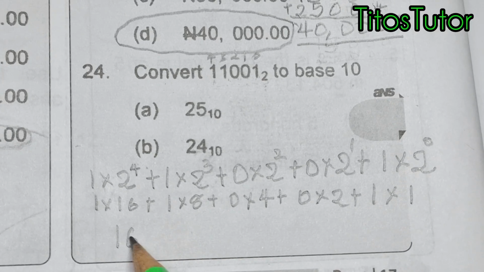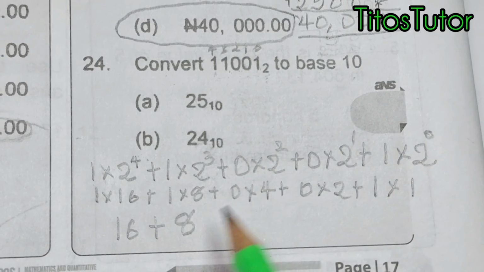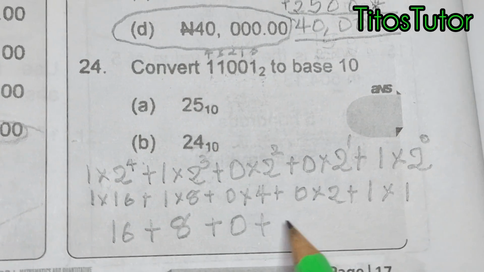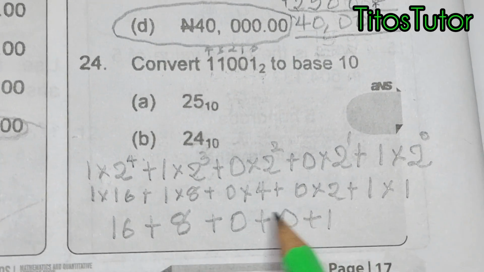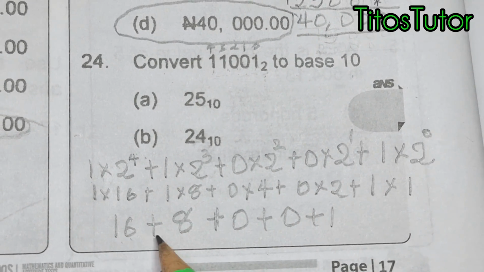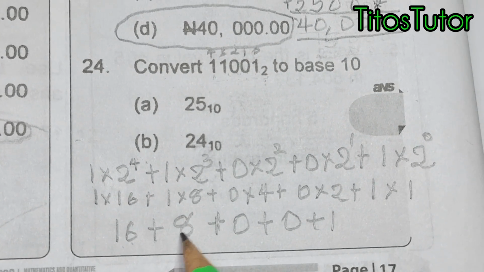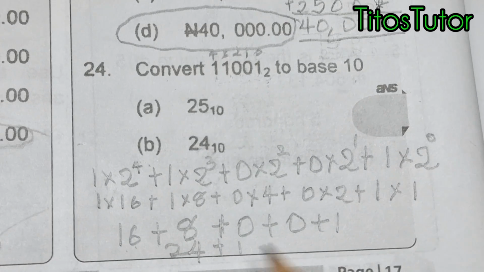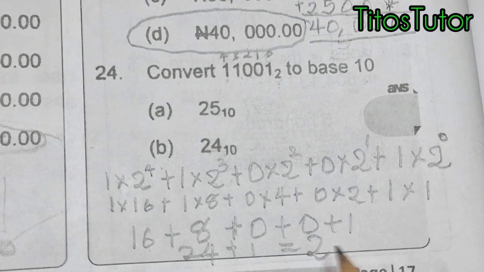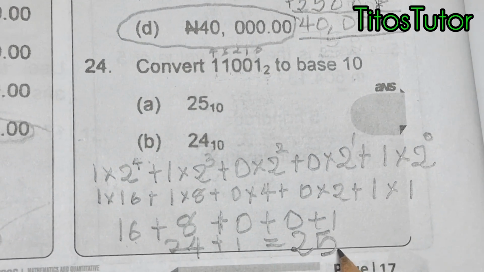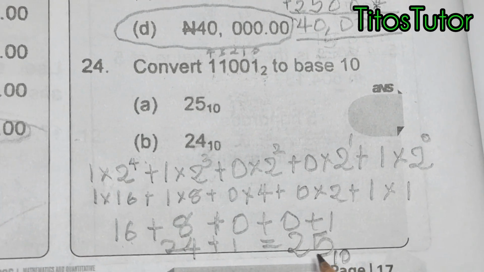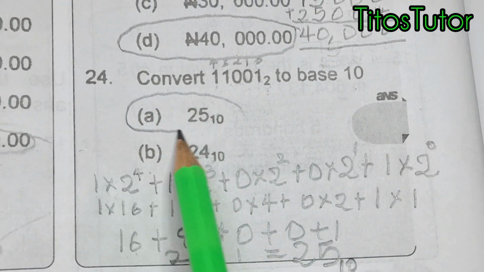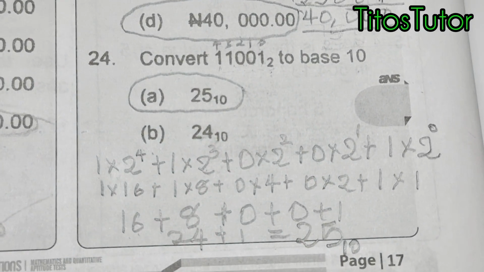1 times 16 is 16, plus 1 times 8 is 8. 0 times 4 is 0. 0 times 2 is 0. 1 times 1 is 1. So 16 plus 8 is 24. 24 plus 1 is 25 in base 10. Final answer, 25 in base 10. This is my answer, A. And I'm done.